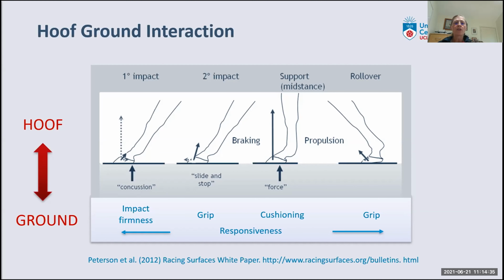And then right at the bottom, we've got responsiveness. In some ways, responsiveness covers the whole of the surface interaction, in relation to the time that it occurs, and also whether there's any kind of energy recovery, which I'll talk about a little bit later. So that's the basics. Now let's have a look in a little bit more detail.